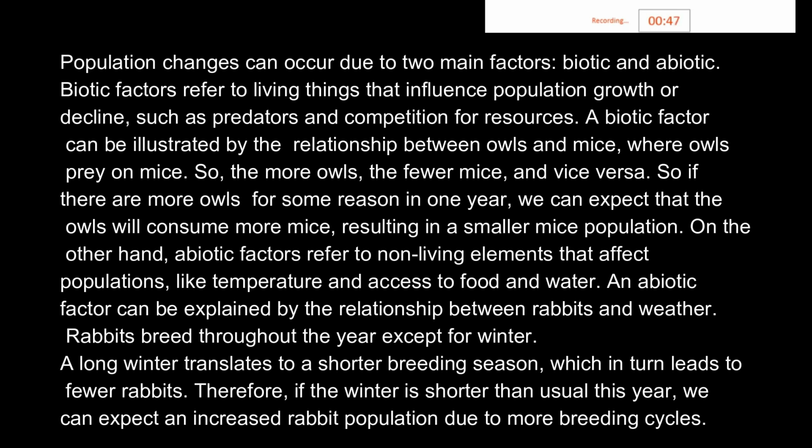Rabbits breed throughout the year except for winter. A long winter translates to a shorter breeding season, which in turn leads to fewer rabbits. Therefore, if the winter is shorter than usual this year, we can expect an increased rabbit population due to more breeding cycles.